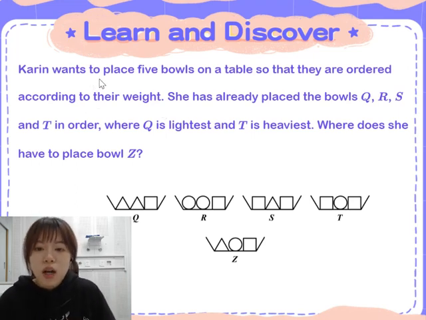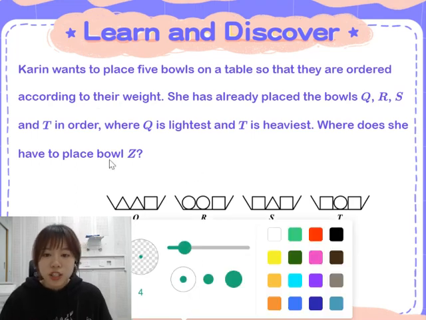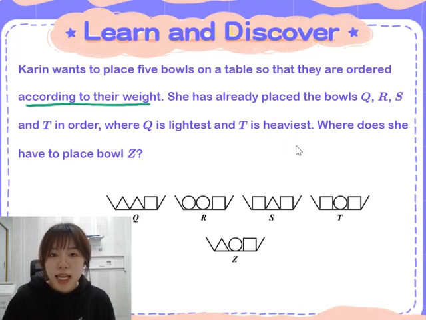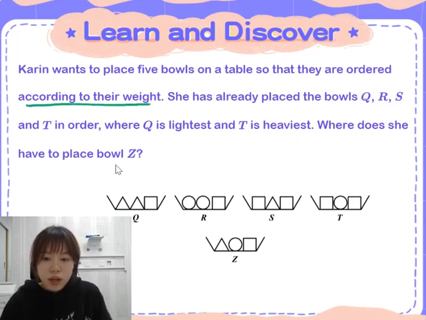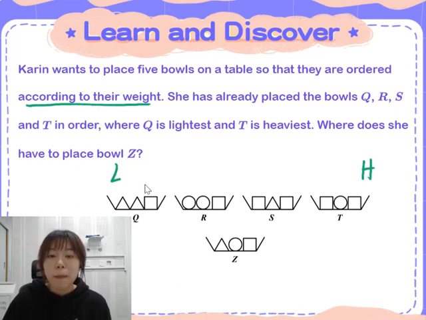Okay, so Karen wants to place 5 balls on a table so that they are ordered according to their weight. So pay attention, according to their weight, not according to their ABC order. So she has already placed the ball Q, R, S, and T in order, where Q is the lightest and T is the highest. So here, let me write down the lightest and the highest. So where does she have to place the ball Z?